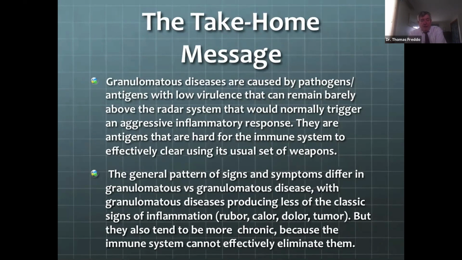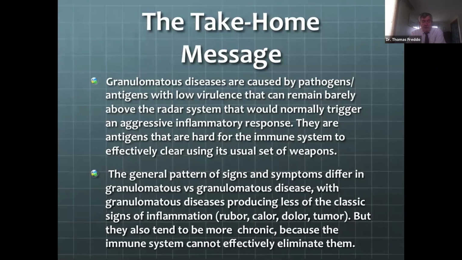So we're just about at the end. As a take-home message, as a reminder, granulomatous diseases are caused by pathogens, antigens, that are usually detected but are just above the radar system for what would normally trigger a more aggressive non-granulomatous inflammatory response. They are antigens that are hard for the immune system to effectively clear using its usual set of weapons.